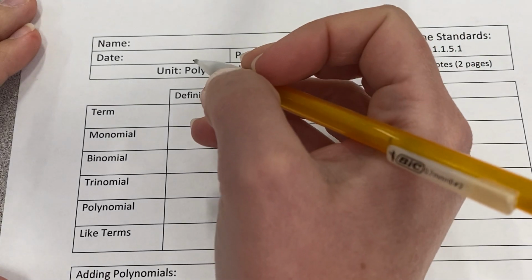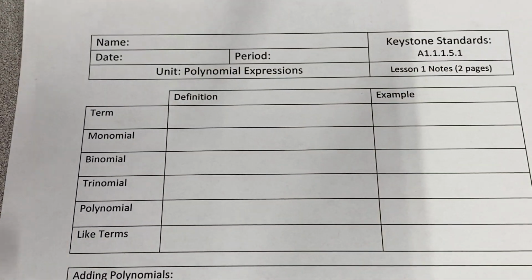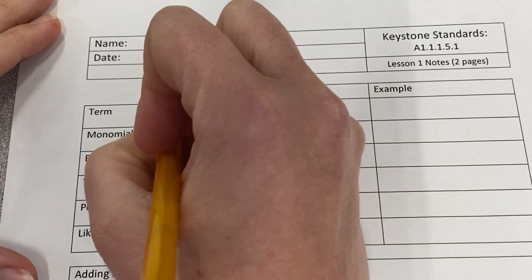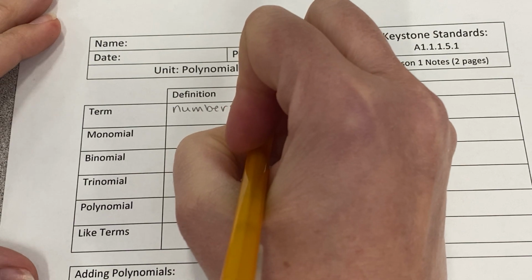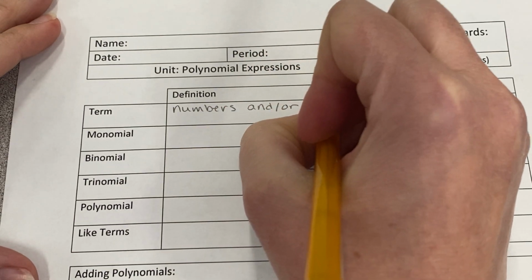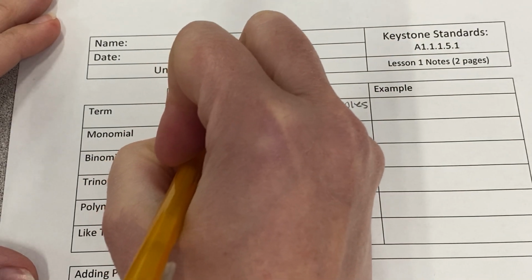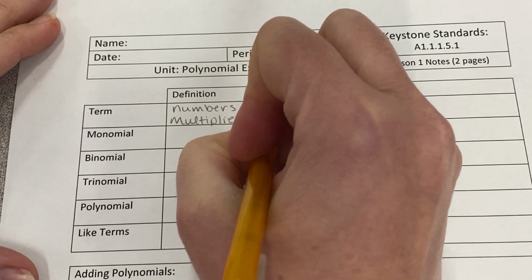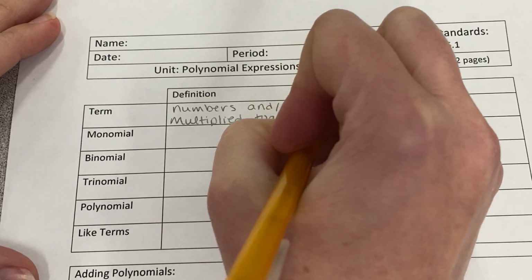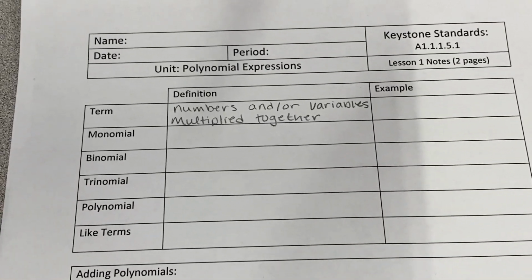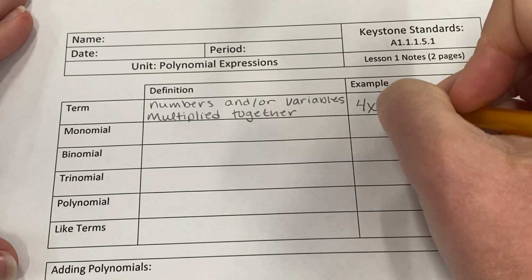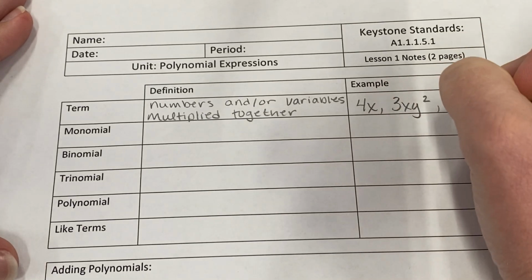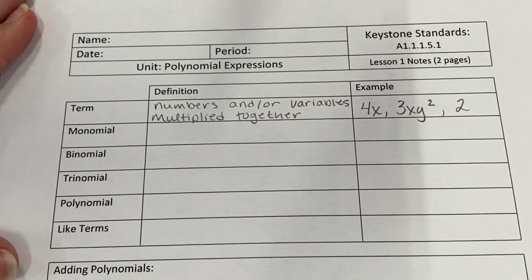Speaking of terms, a term is a number and or variables multiplied together. You will see these separated by plus and minus signs. Okay, an example would be 4x is a term, or 3xy squared is a term, or 2 is a term.